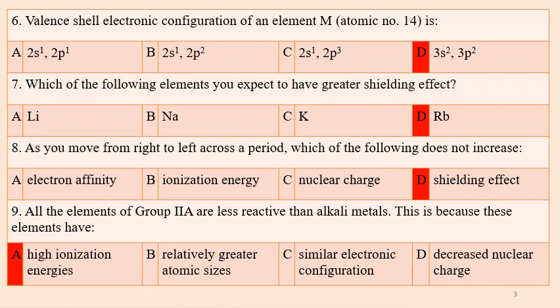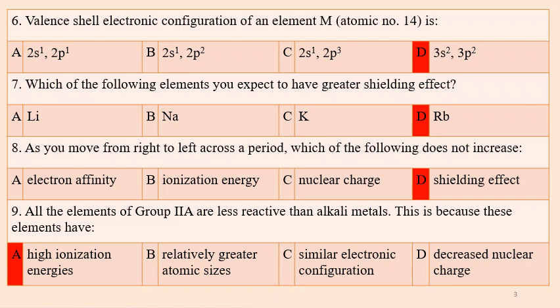Next is as you move from left to right across a period, which of the following does not increase? It is shielding effect. Across a period left to right, nuclear charge increases, ionization energy increases, electron affinity increases, because shielding effect remains almost the same, because the number of inner shells does not change across a period. So shielding effect will be constant because the number of shells is not increasing or decreasing. So the correct answer is shielding effect.